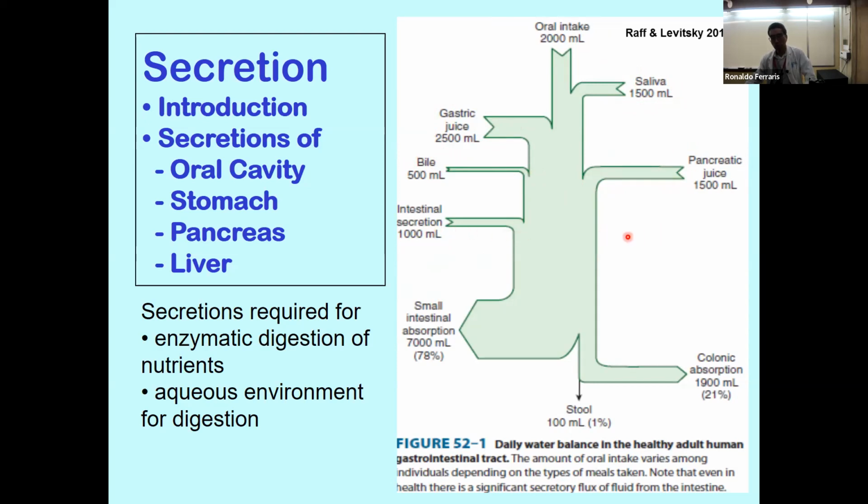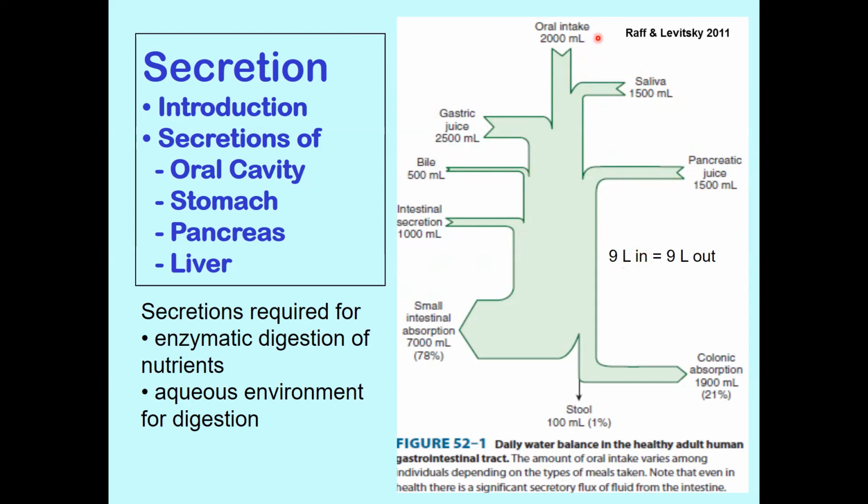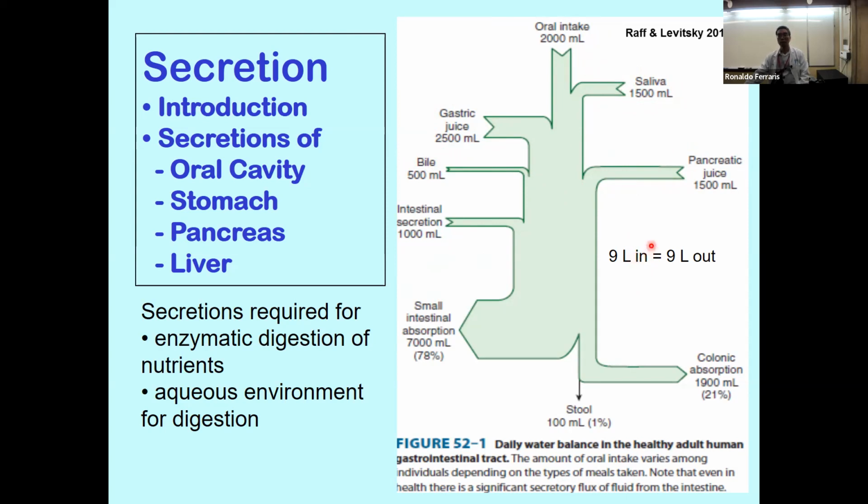So all in all, including the amount of fluid that you drink, you more or less take in about 10 liters, and so you need to reabsorb most of this fluid. Otherwise, you will die of dehydration. And at the end of the day, normal individuals, your stool, when you defecate, should only contain about 1% of what you actually secrete and drink, about 100 ml.